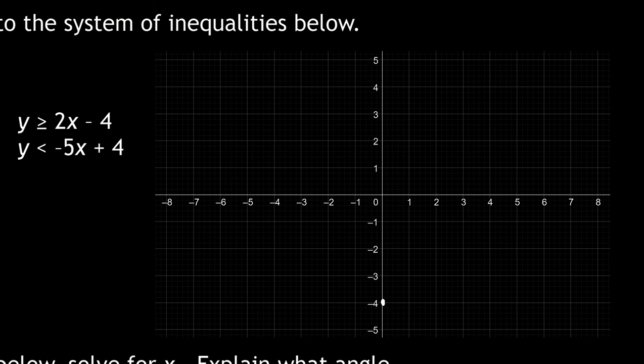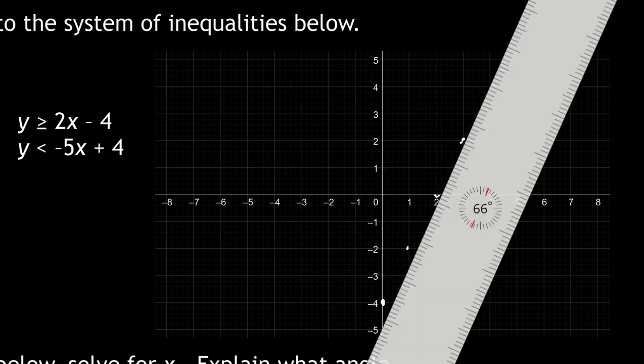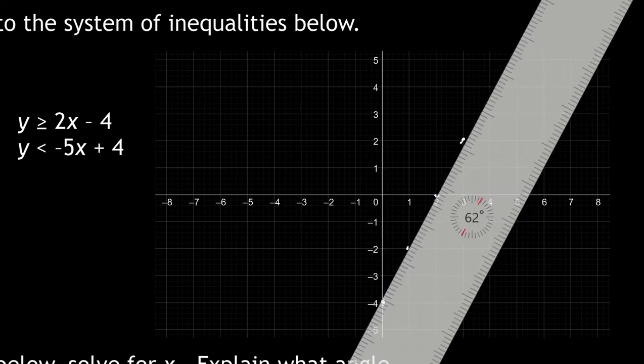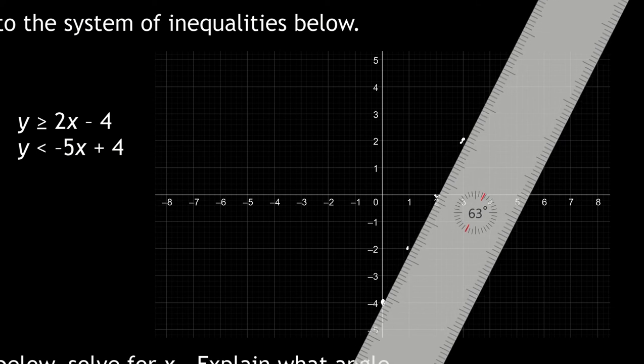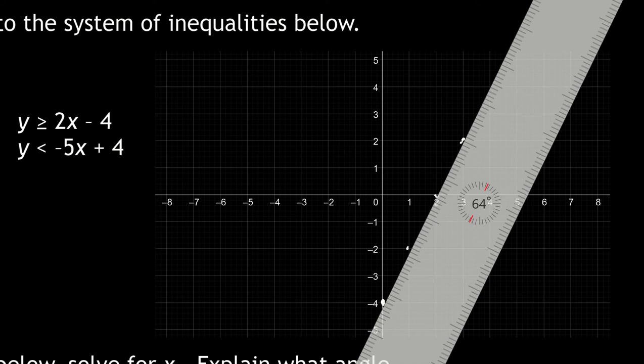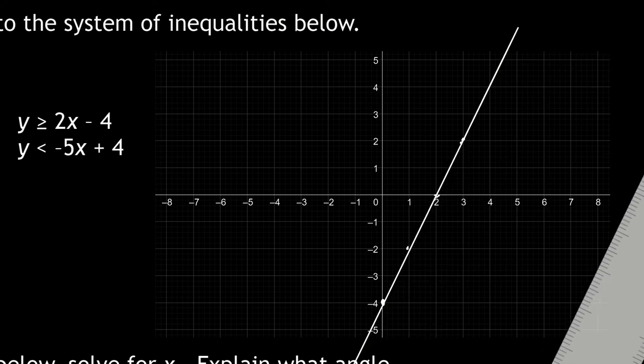Our slope is positive 2, so we're going to go up 2 over 1 unit, up 2 over 1 unit, up 2 over 1 unit. And grab our ruler, and because this was "or equal to," this is a solid boundary line. So I can draw this. This is my boundary line.